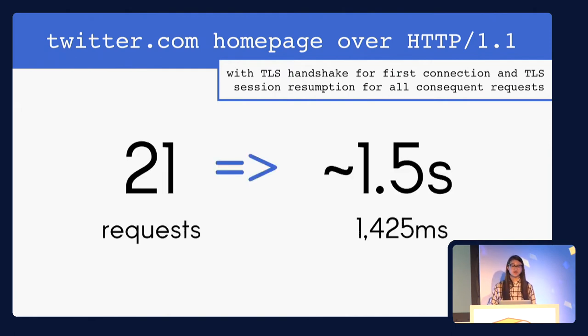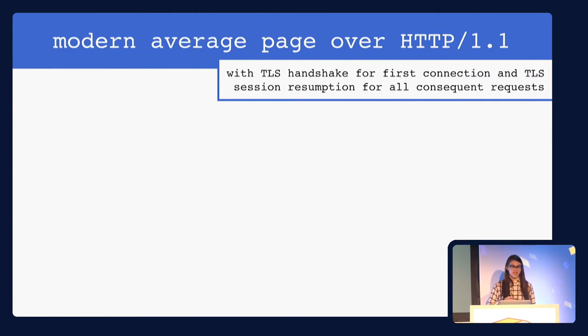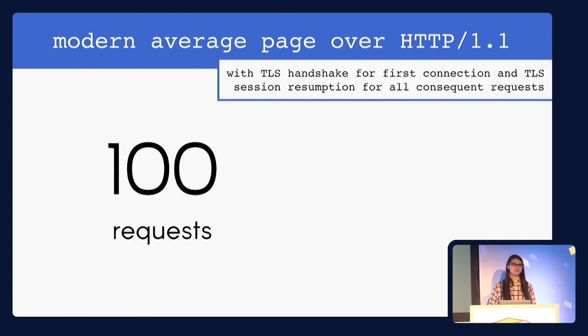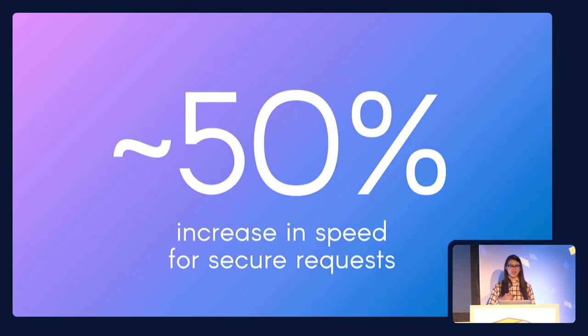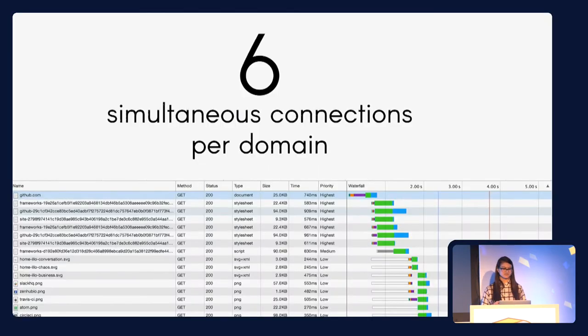To fetch 21 requests, it takes 1.5 seconds compared to 2.7. And if this doesn't look impressive, take a look at a page with 100 resources. Time to fetch went down from 12.5 seconds to 6.5. That's roughly a 50% increase in speed for secure requests from HTTP 1.0 to 1.1. To be noted again, this is a synthetic calculation, and real-world examples may vary, giving worse or maybe better performance.